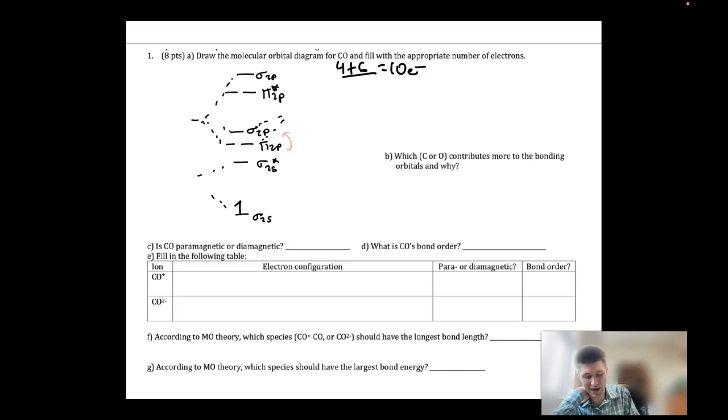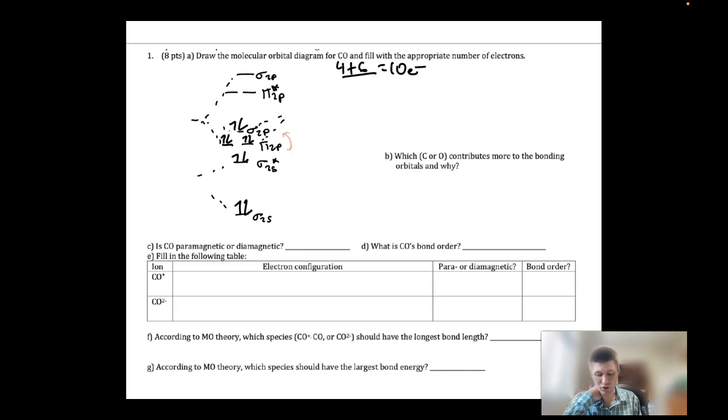Again, we fill from low to high. 1, 2, 3, 4, 5, 6, 7, 8, 9, 10. Again, remember, just like for atomic orbitals, we put 1 electron spin up in each of these orbitals first before we pair them up. My arrows here are a little bit messy. I'll rewrite those. Spin up, spin down like that. And that's our MO diagram.